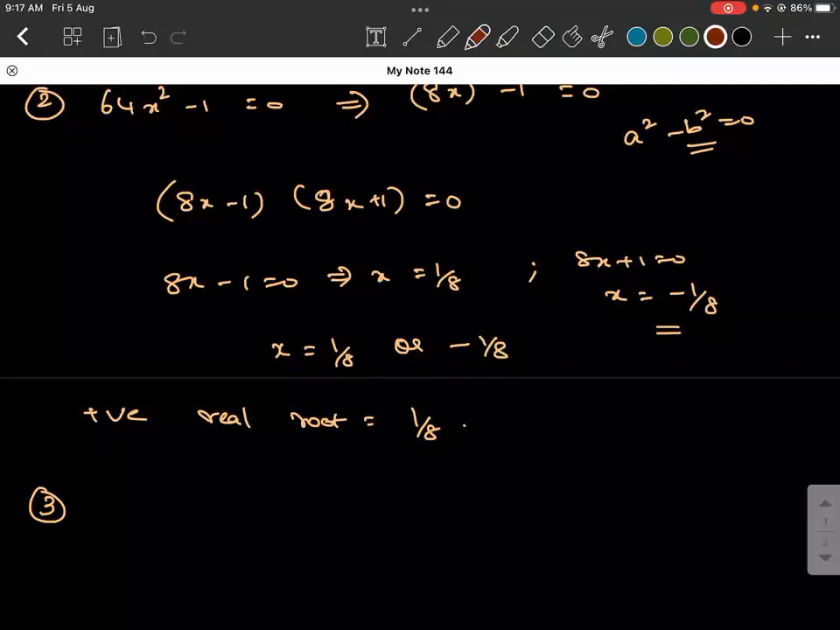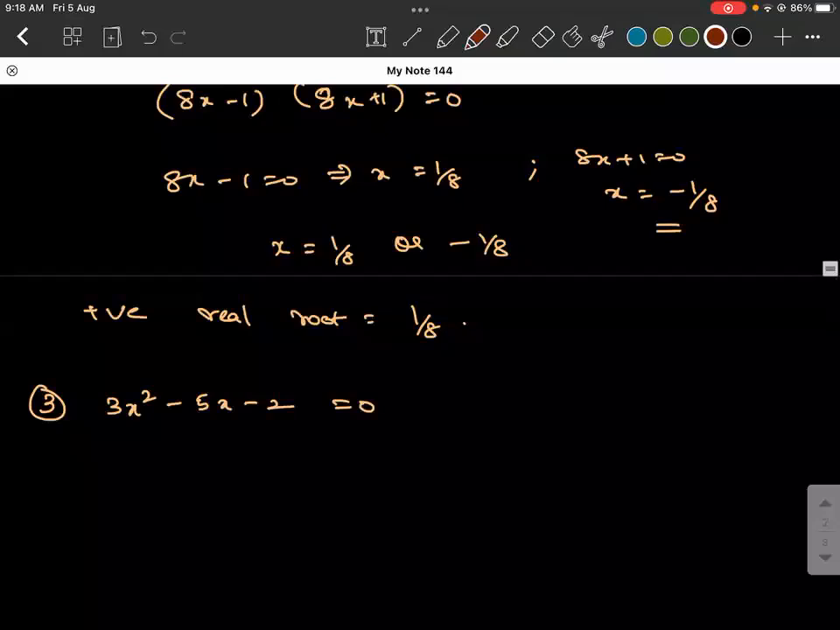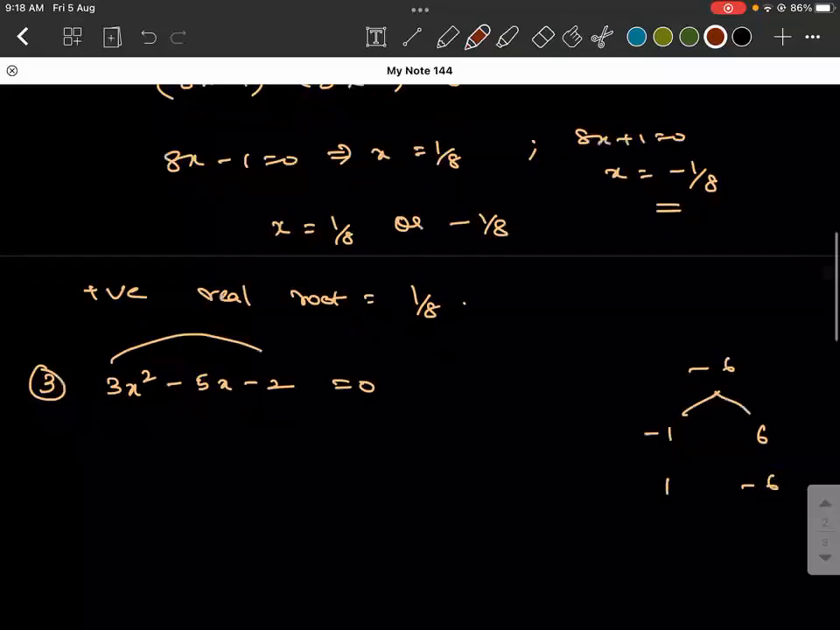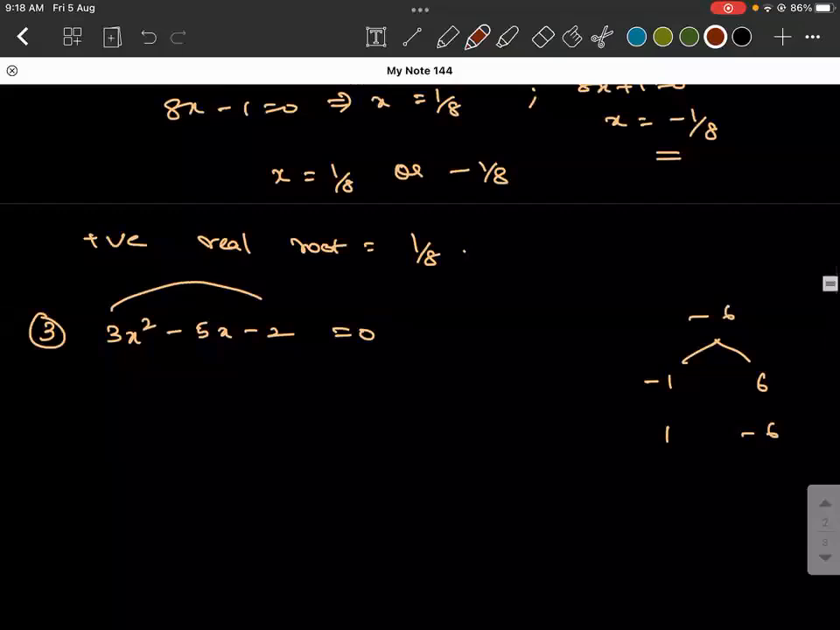So the third one, one of the real roots of the quadratic equation 3x square minus 5x minus 2 is equal to 0 is what? So which term are you supposed to factorize? 3 into minus 2 is minus 6. So minus 6 can be factorized as minus 1 and 6 or 1 and minus 6. Out of these two, which one will you choose? You need to choose 1 and minus 6 because the sum of these two, 1 minus 6 is minus 5, which is the middle term.